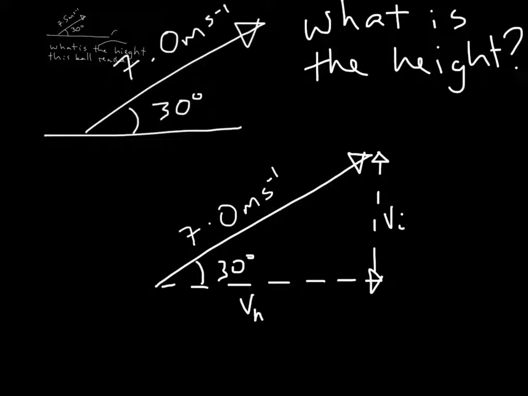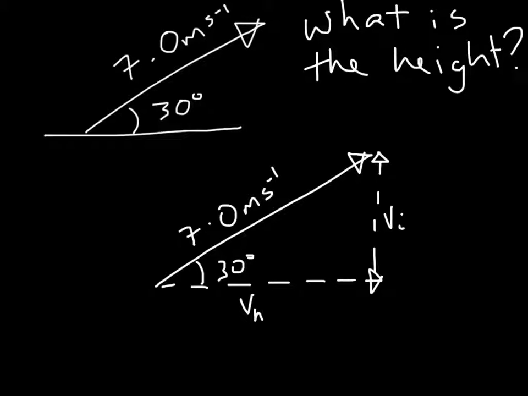Okay, so if we want to work out the height, horizontal velocity isn't going to actually mean anything to us. The vertical velocity is what is going to affect how high it goes. That means that the faster it's going upwards, the higher it's going to go in the air. The smaller its vertical velocity, the less distance it's going to get in the air.